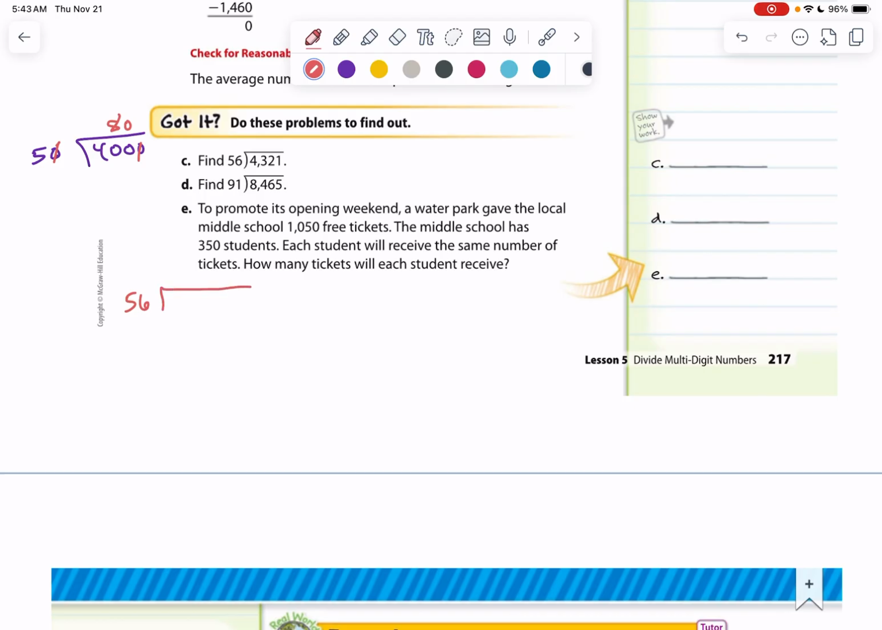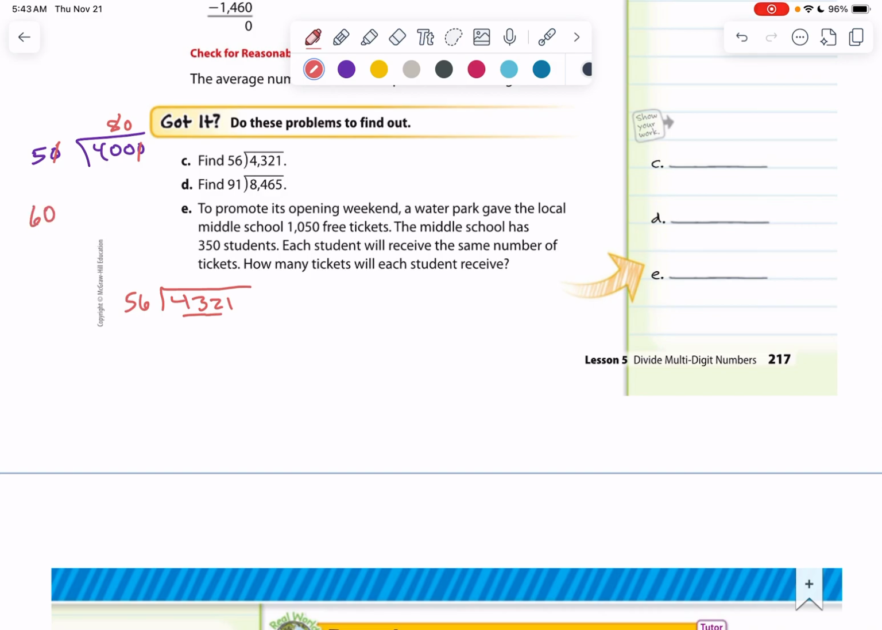56 into 4,321. So I could estimate by 50s. 56 won't go into 43, so I'm looking at 432. 50 is off from 56 quite a bit, so I think I might skip count by 60s.